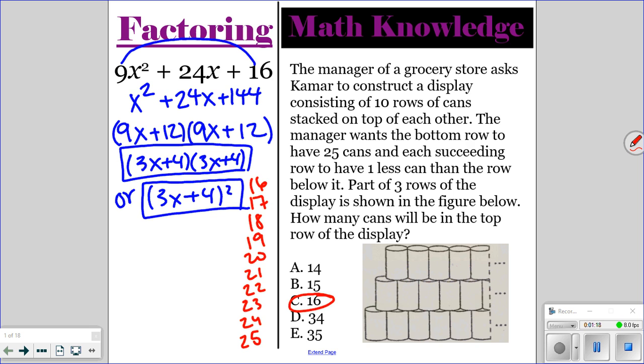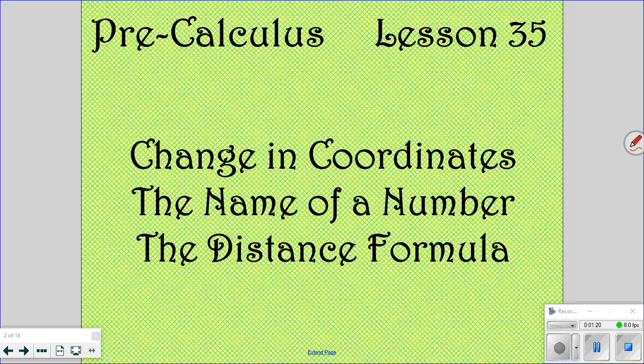Okay. We're going to be looking at lesson 35 today. Change in coordinates, the name of a number, and the distance formula. So the change in coordinates part is kind of weird, the way they explain it. The name of a number you might have done in Algebra 2. You may or may not remember it, but we did it in Algebra 2. And then the distance formula we did in geometry. So hopefully you remember it as well.